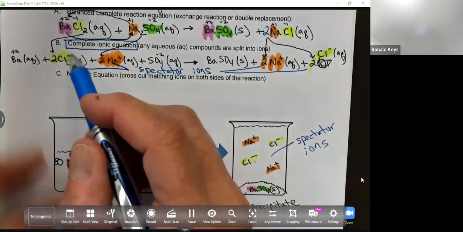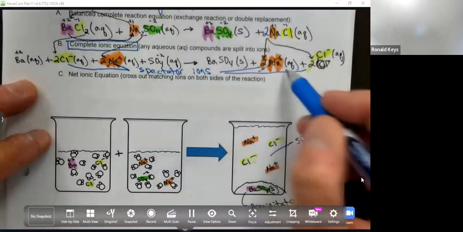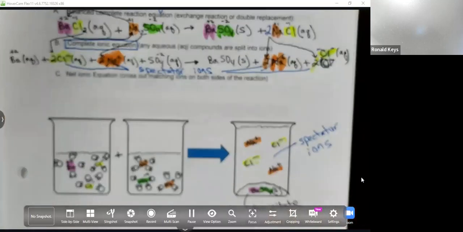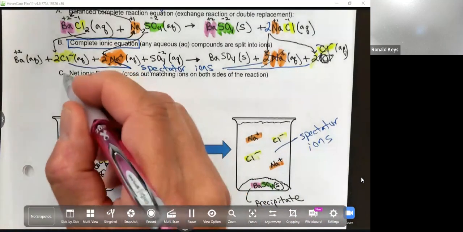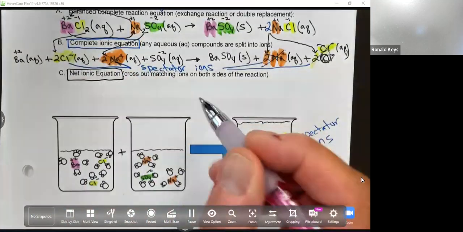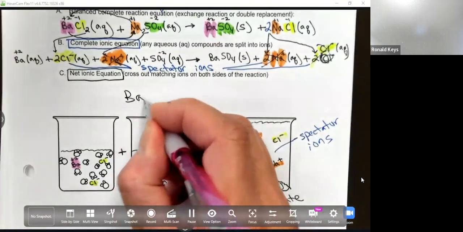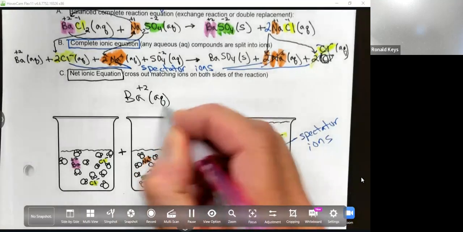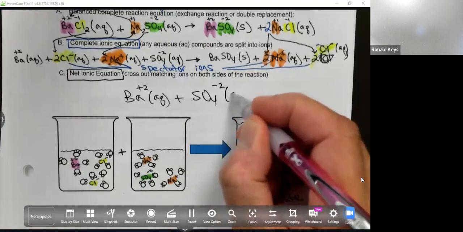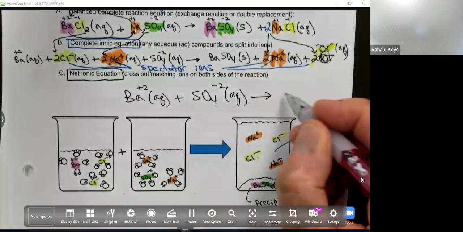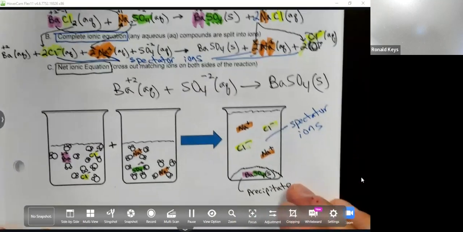So we're going to eliminate our spectator ions. I like to put a little X over them. We put an X over them to eliminate them, and we finally end up with our net ionic equation. We crossed out matching ions on both sides, and we end up with Ba plus 2 aqueous plus SO4 minus 2 aqueous, ending up with BaSO4 solid.